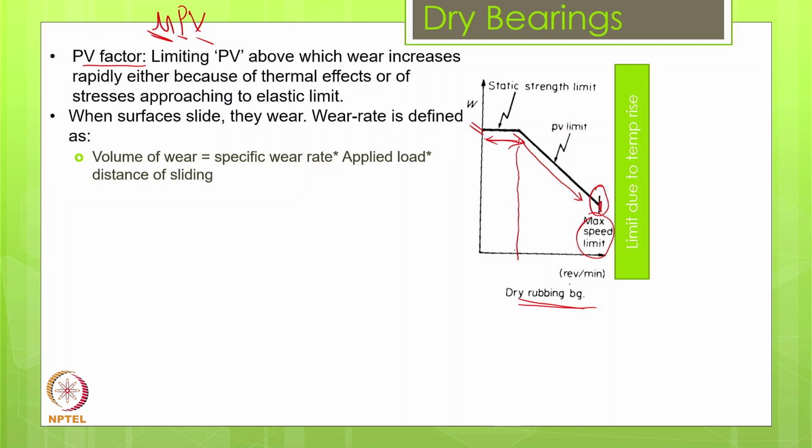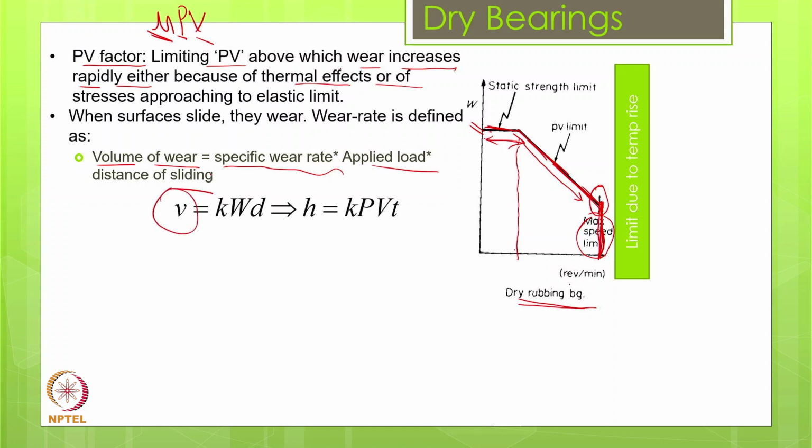So this is what the overall curve indicates, and we need to operate the bearing, or the solid lubricant, in this region only. That's why we say limiting PV: if we go above the PV limit, then the wear rate will increase rapidly, the reason being that the temperature increase will be significant in this case. How do we calculate the volume of wear? It is very clear that we can multiply the specific wear rate, which is available for materials, by the applied load and the sliding distance.